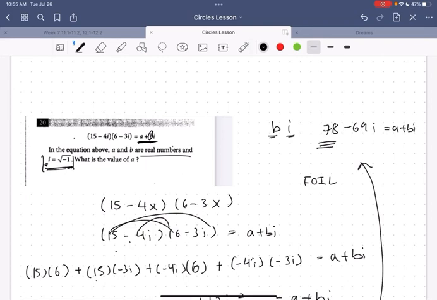Usually questions relating to imaginary numbers tend not to be that complicated, so when you see them, don't panic. Just do every other step that you're familiar with and you already know how to do, and you should get to an answer.